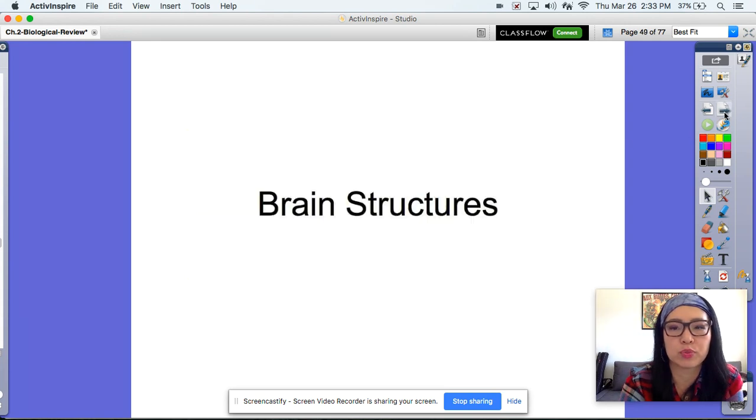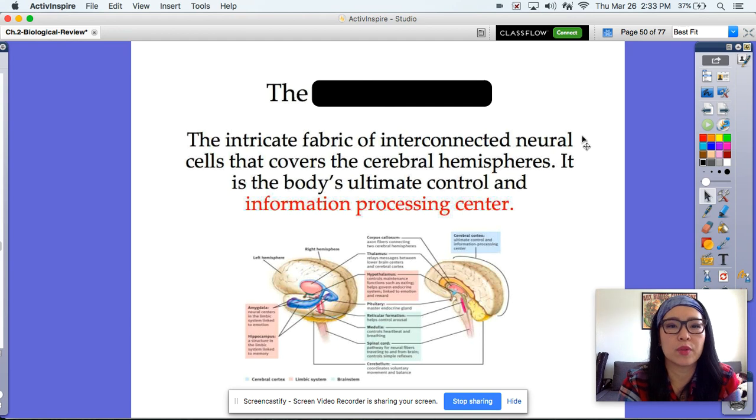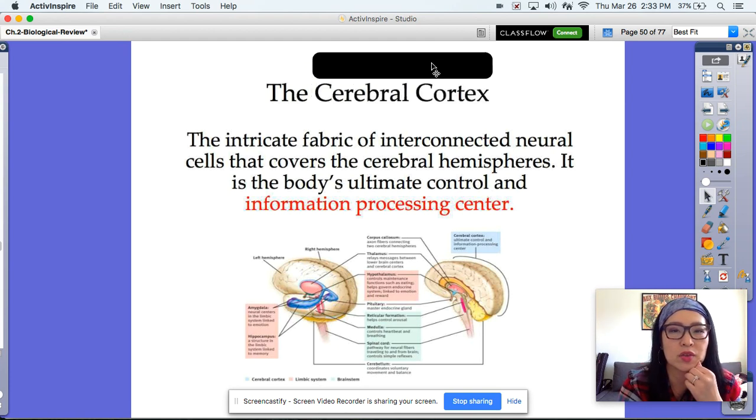Okay, now moving on to brain structures. The brain part that is the information processing center is a huge part of your brain. If you cut it open, it looks like the spaghetti part. This part is called the cerebral cortex. It's kind of like the wrinkly part of your brain.